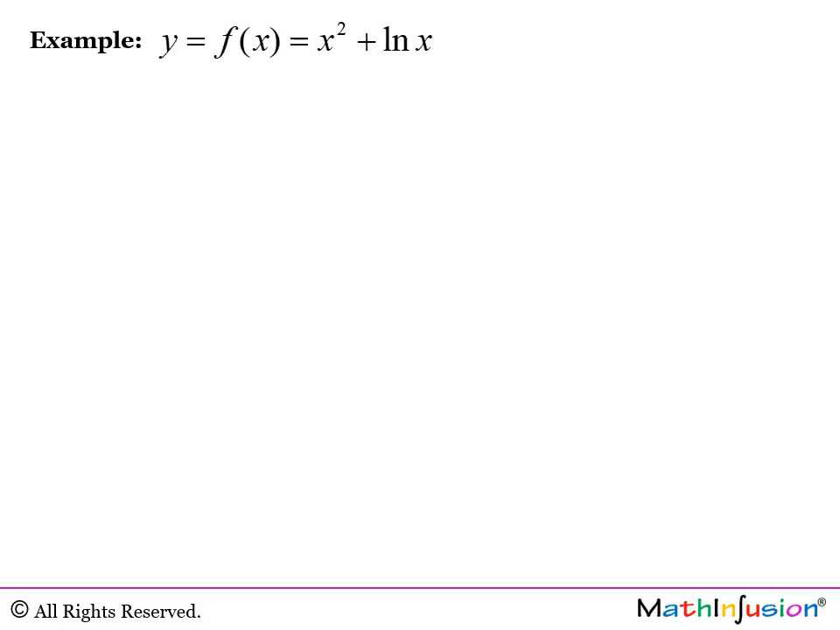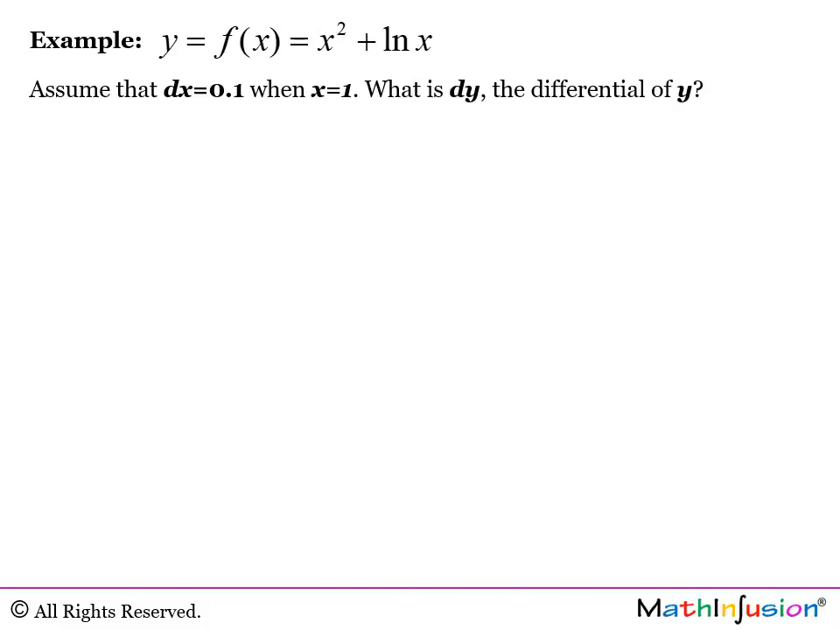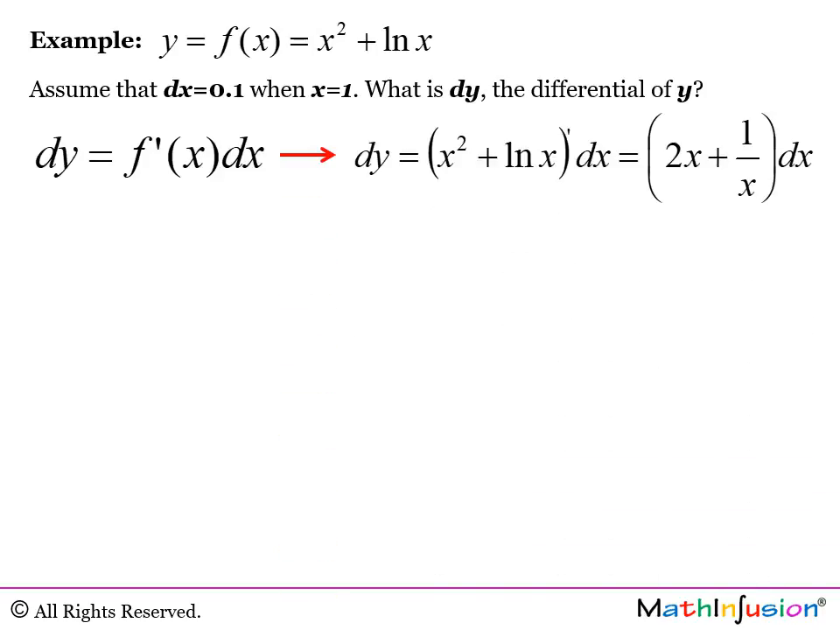Example: y equals f of x equals x to the power of 2 plus ln of x. We want to assume that dx is 0.1 when x equals 1. We would like to find what is dy, the differential of y. dy is the derivative of the function times dx. In our case, it is the derivative of x to the power of 2 plus ln of x times dx. The derivative is 2x plus 1 over x, times dx.